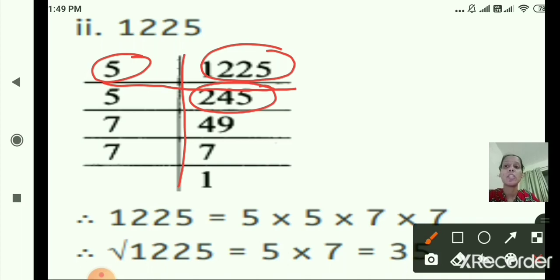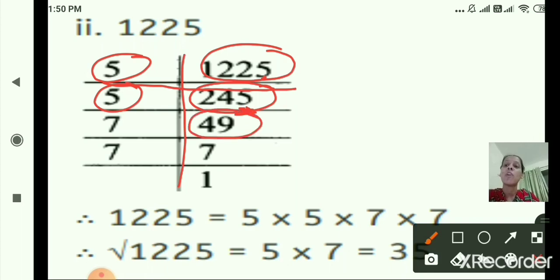Again 245 is divisible by which number? 5. As you can see, in the unit place there is 5, so it is divisible by 5. Yes, you have studied this divisibility in 6th standard, correct? So you will see the unit place and then see whether the number is divisible by 2, 3, 5, 7, 11, 13. In this way you will do. So 245 is divisible by 5, and I have written 5 here. Now 245 divided by 5 gives 49.